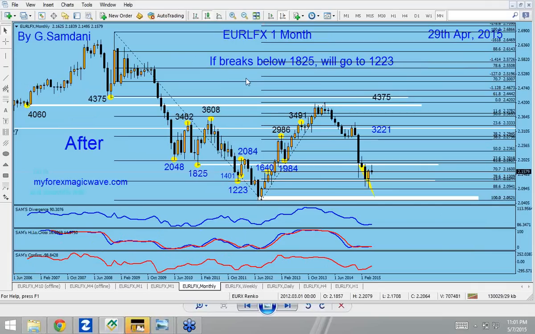This is the chart I sent out a long time ago to my subscribers. It says if we break below 1825, then we will go to 1223. We got 1223 and a little bit further down, and then started going up and tested the 1825 before dropping yesterday. So we are dropping now, and then God knows where we're going to go. Maybe these lows, but this is what it is so far.